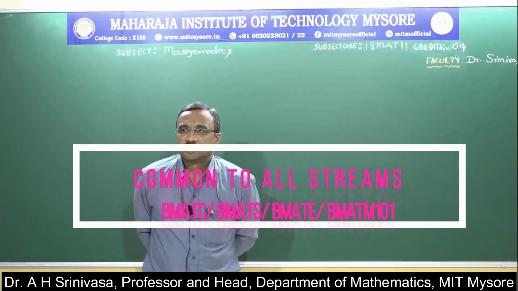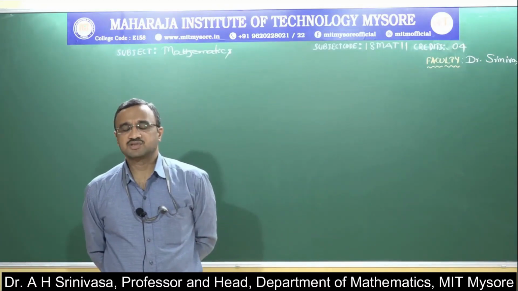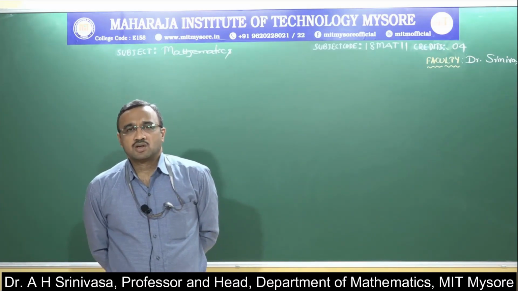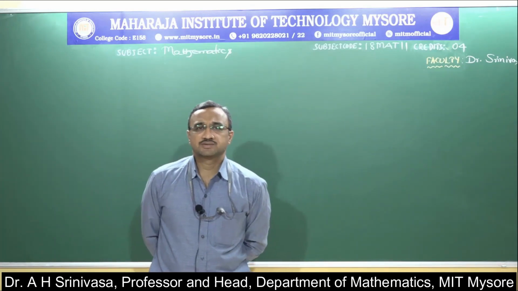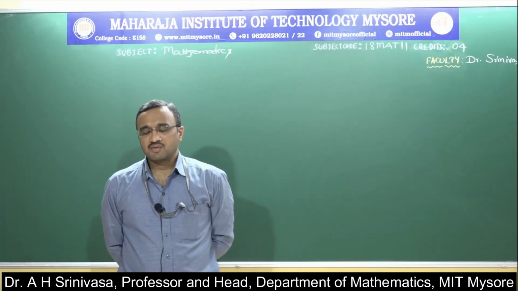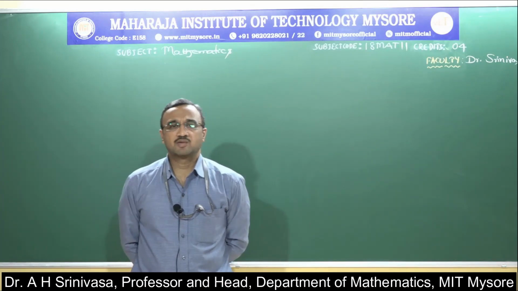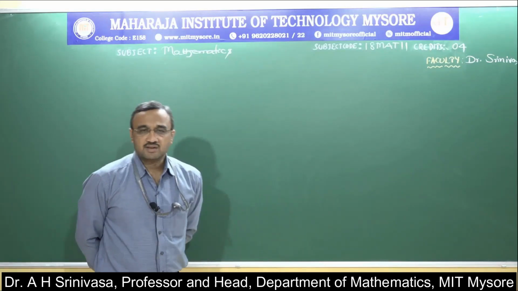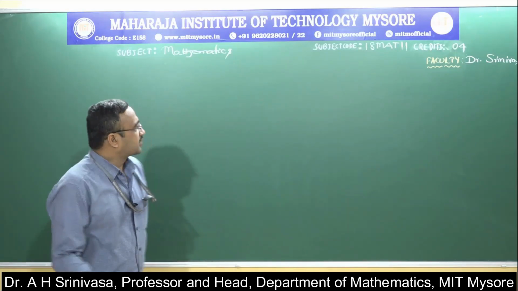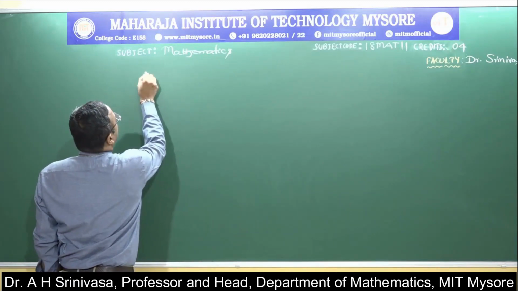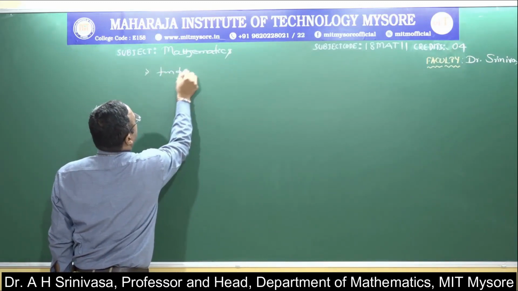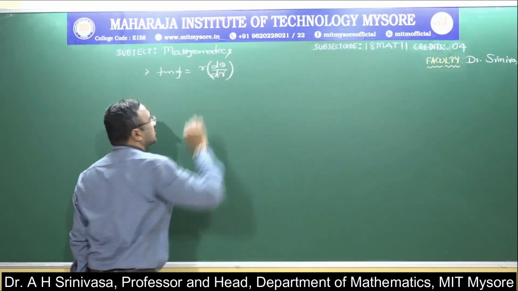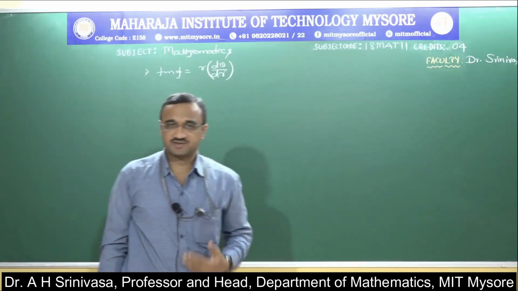Welcome to all. In the previous video, that means last class, we discussed polar curves. In polar curves, we derived one important theorem, the angle between the radius vector and a tangent. In that result, we obtained it in this form: tan phi equals r into d theta by dr. So this is one of the results we extracted in the previous class.